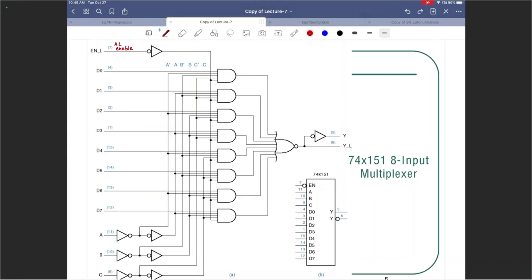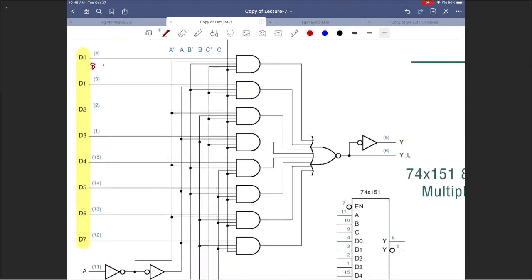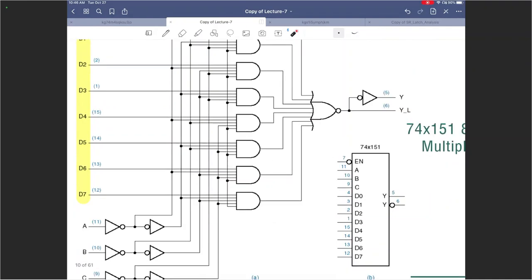Next, we have D0 all the way to D7. What are they? They are 8 data sources and they are all 1 bit long, right? So let me highlight them here and say these are 8 data sources, 1 bit each. They are not multiple bits each, it's just 1 bit. How do I know that? Because they are going as one input to the AND gate that is over there, so it cannot be more than one bit. So you have got 8 data sources, and obviously to select one from 8, you need 3 select lines. I've got 3 select lines right here.